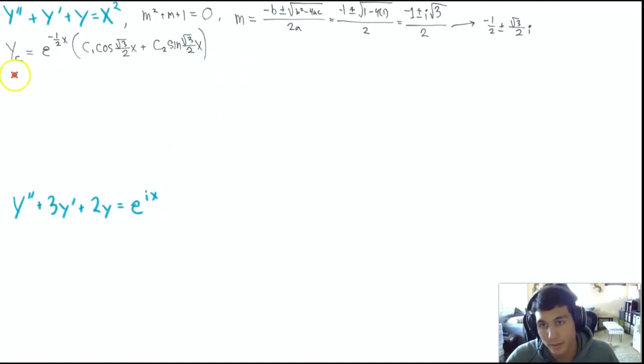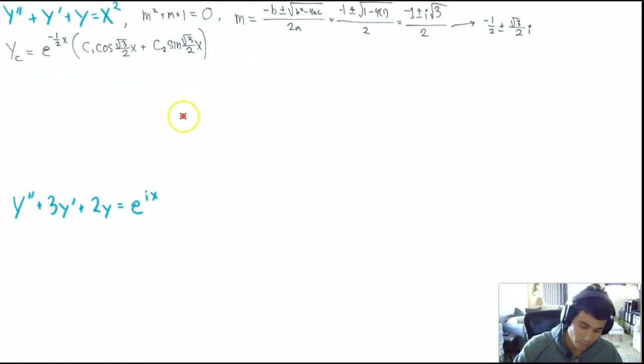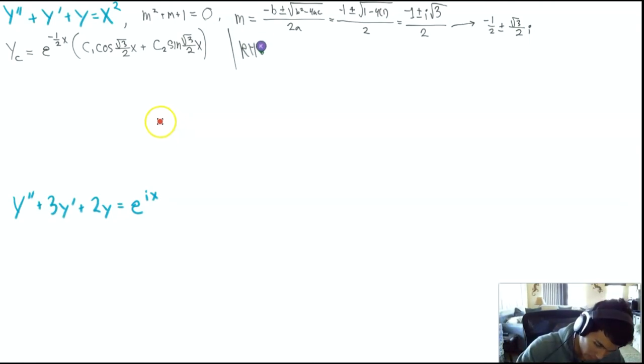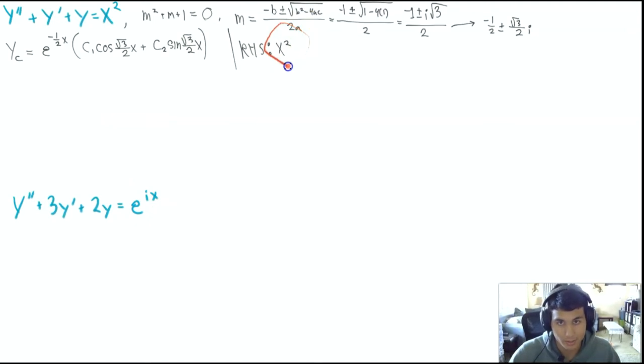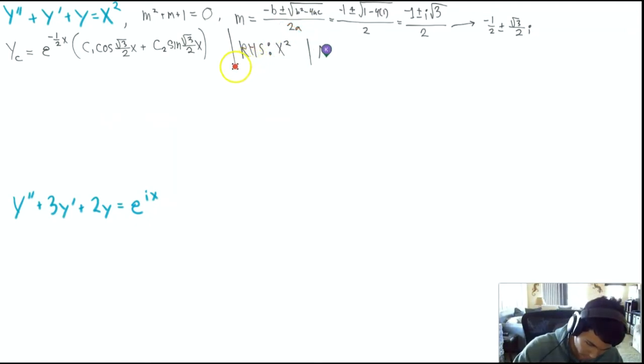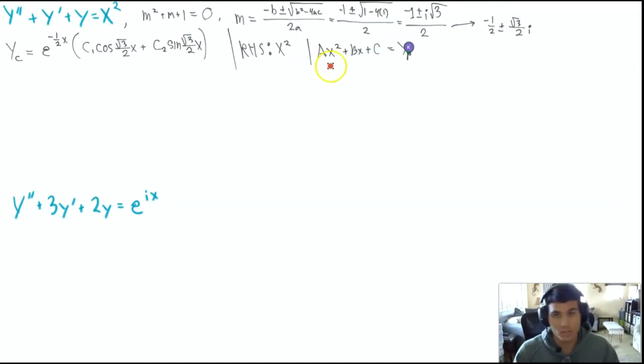Well, this is nice to know, right? But we do need to find what our right-hand side solution would be. So our right-hand side is x squared. Now we could describe x squared as a polynomial in its most general form: ax squared plus bx plus c. And if we said that was equal to yp, what we do is we see our right-hand side and we try to describe it in its most general form, which would be like this.